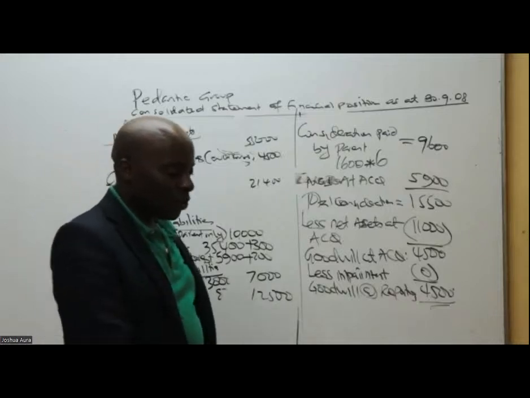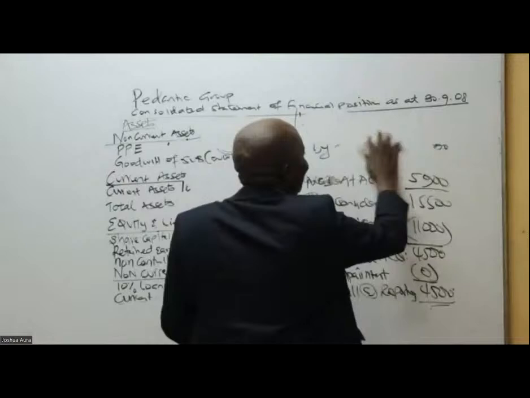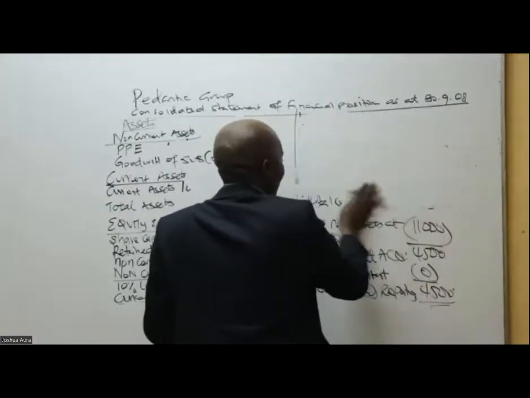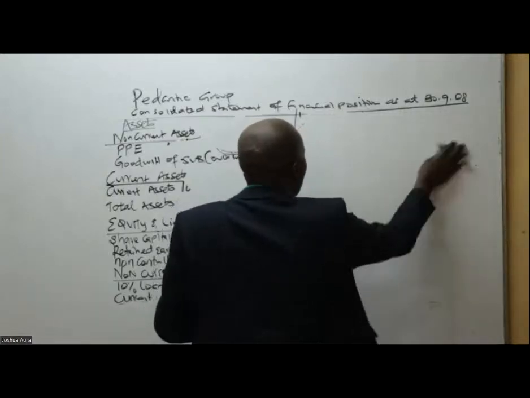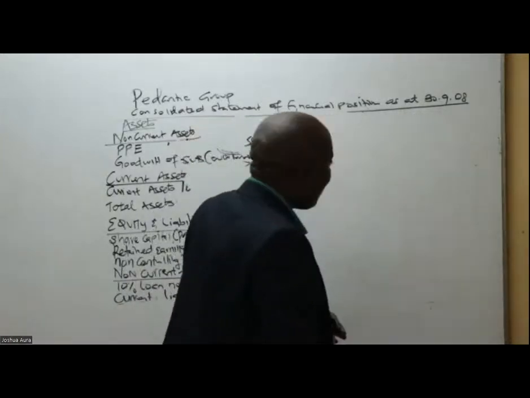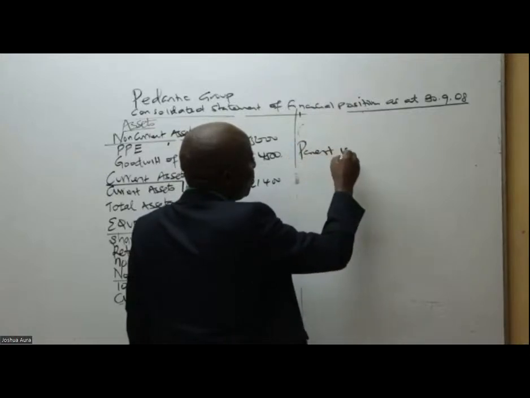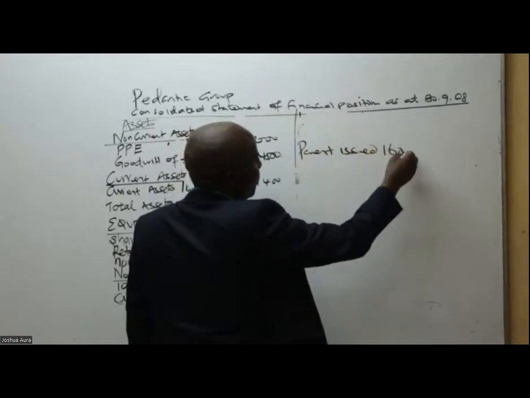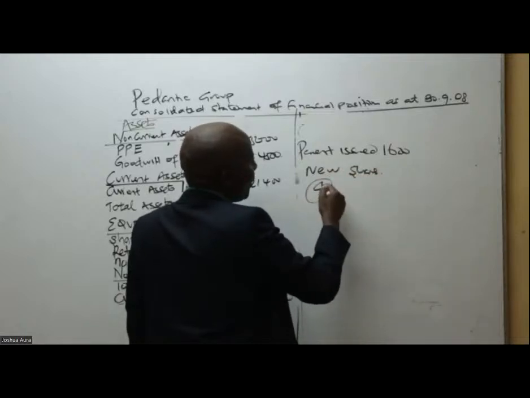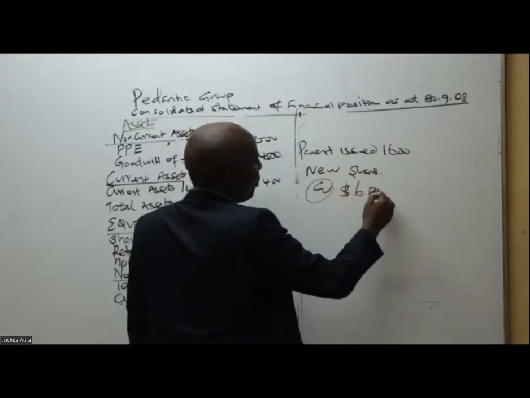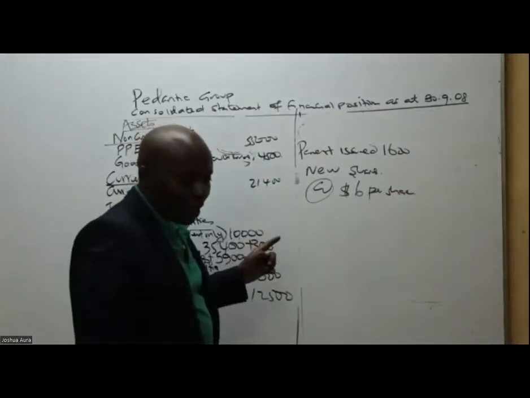Great. So then what I'll do, I'll come straight away here and rub this. Now, there is something that has just come to my attention that will be very important. This is the last thing. It will take me less than a minute to finish. So remember, you've told me that the parent issued 1,600 new shares, at what price? At $6 per share.